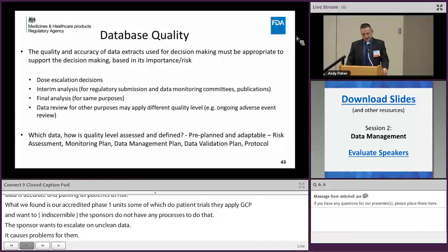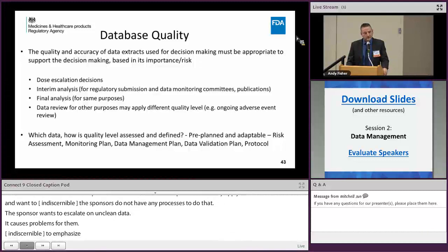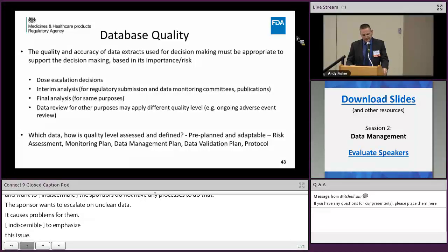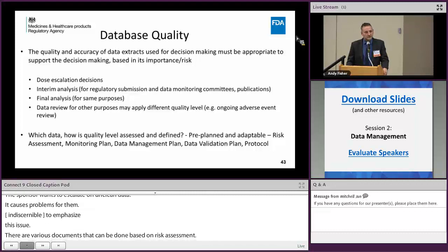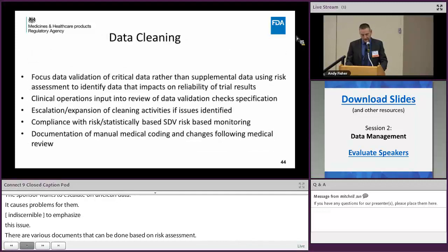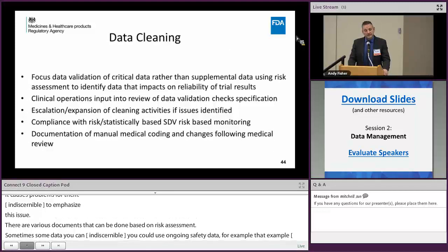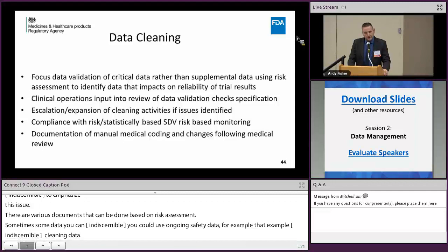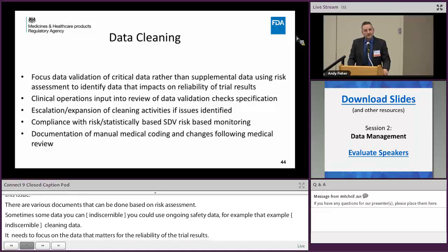In terms of defining your quality, it should be done before the trial, and there are various documents that could be done based on a risk assessment. Sometimes there are some data you could live with errors in, so you could use ongoing safety data for AEs, for example, without knowledge that they've been source data verified on an ongoing basis. So cleaning data, again, needs to focus on the data that matters for the reliability of the trial results based on a risk assessment. If you're doing any form of sampling processes for QC, then we'd expect to see escalation processes in place in case there's a problem discovered with the data.